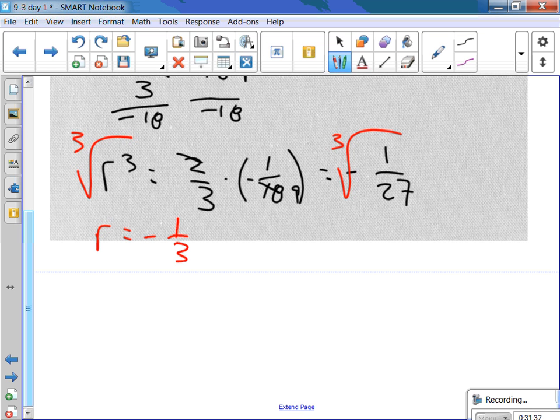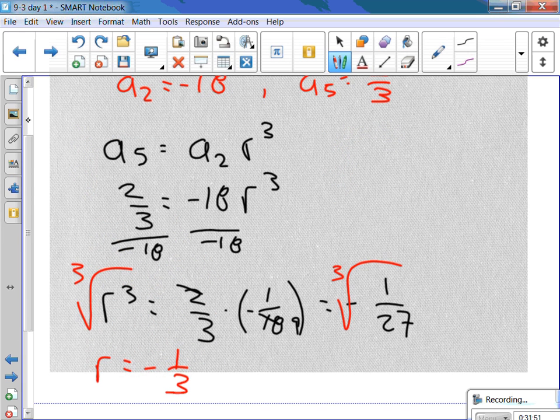So how do I get rid of that third degree power? Because this is our formula, right? To get from a sub 2 to a sub 5, a sub 2 to a sub 3 to the fourth to the fifth, at each step, exactly, r times r times r. It's the same thing as r to the third power. So now we have r equals negative 1/3.